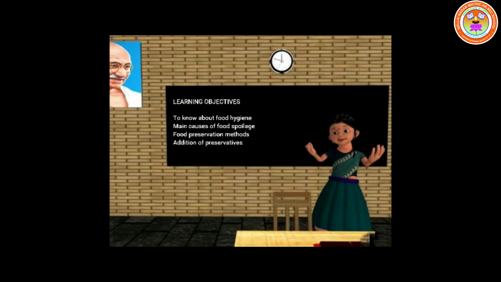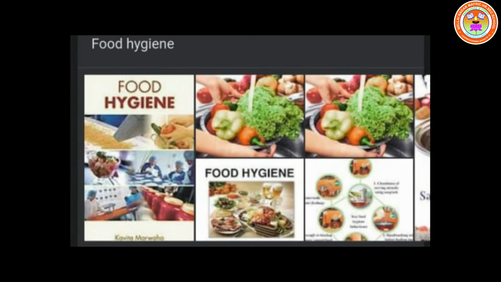Now let me continue this lesson with the topic food hygiene. Food hygiene is the conditions and measures necessary to ensure the safety of food from production to consumption. Food can become contaminated at any point during slaughtering or harvesting, processing, storage, distribution, transportation and preparation.